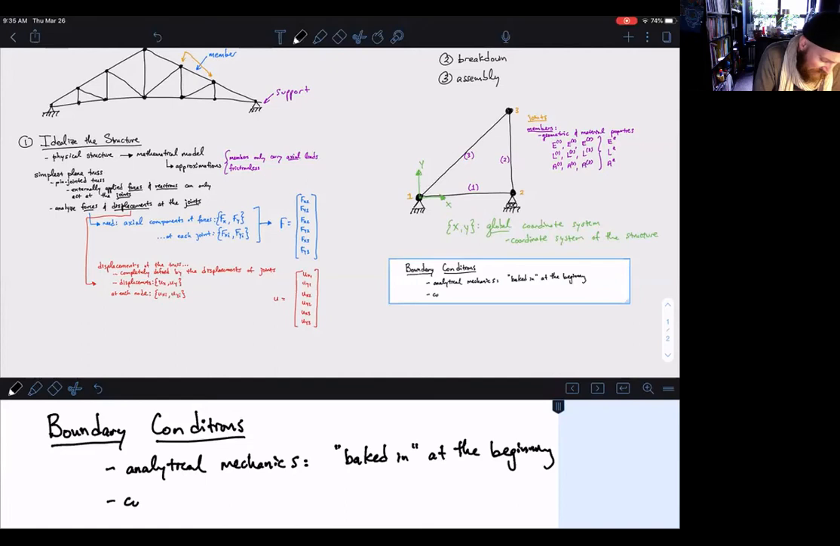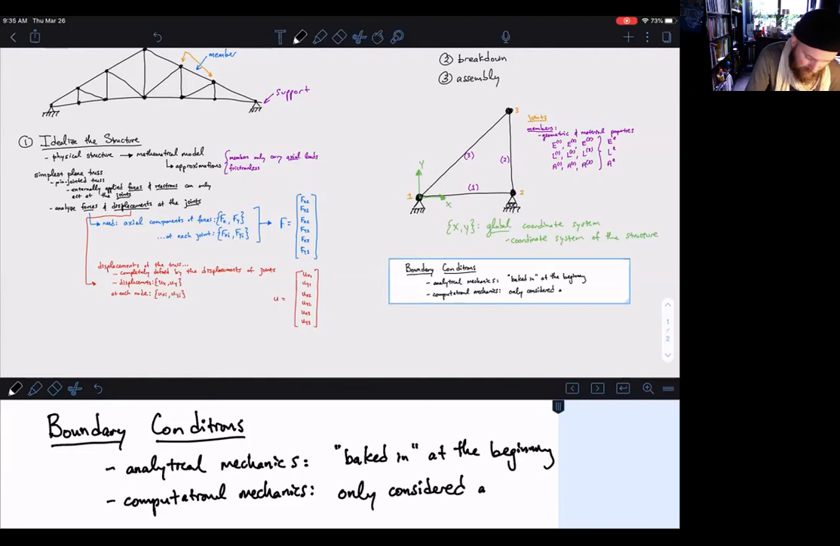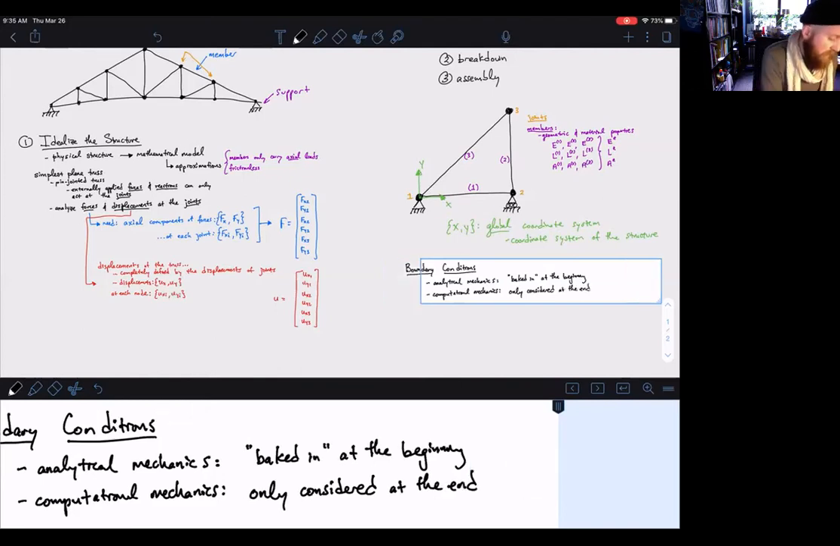Whereas in computational mechanics, we typically only consider them at the end. At the end of this problem, once we've formulated everything, we can go in and set specific restrictions on, say, displacements or rotations at various nodes. So this is something that is really only considered at the end, during problem solving time.